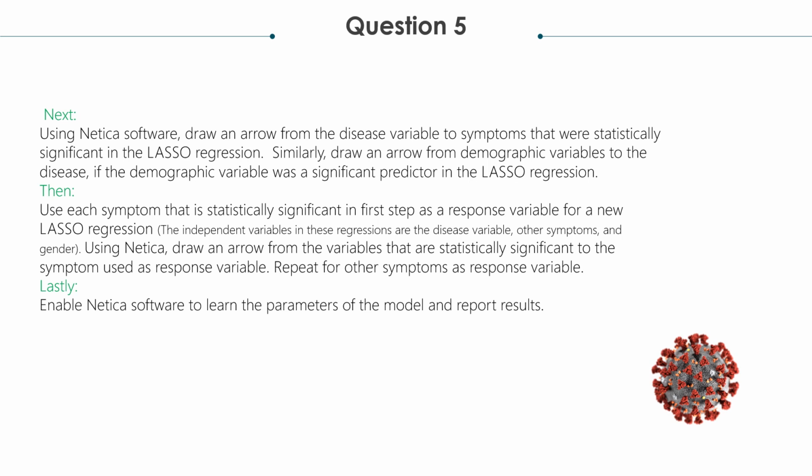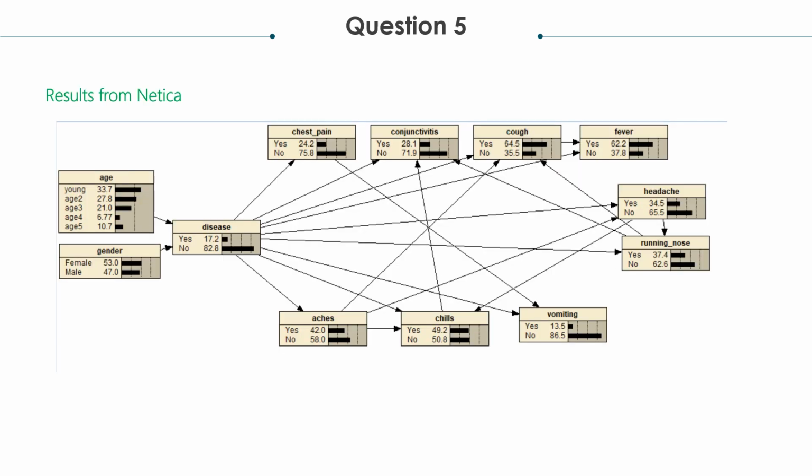Then we enable Analytica software to learn the parameters of the model and report the results. This is the result after I compiled the network. I made sure to include only the variables that were connected to the disease variable from the regression results, and I also made sure that there are no cycles.